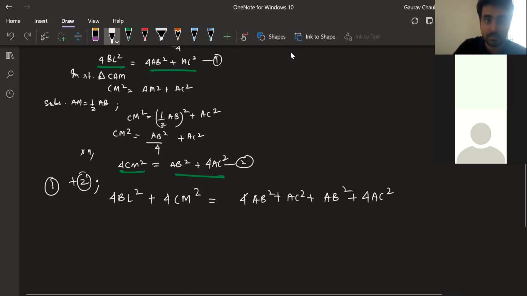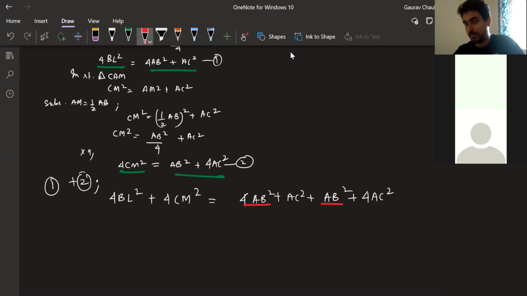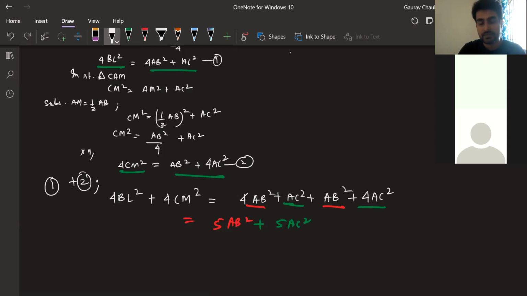Now I'm going to take whatever the like terms on the right side and add that up. If you see the right side, these are like terms: 4AB square, AB square. That's going to give me 5AB square. This is going to give me 5AC square. Everyone okay so far? On the left side, I'll just take common 4 into BL square plus CM square.